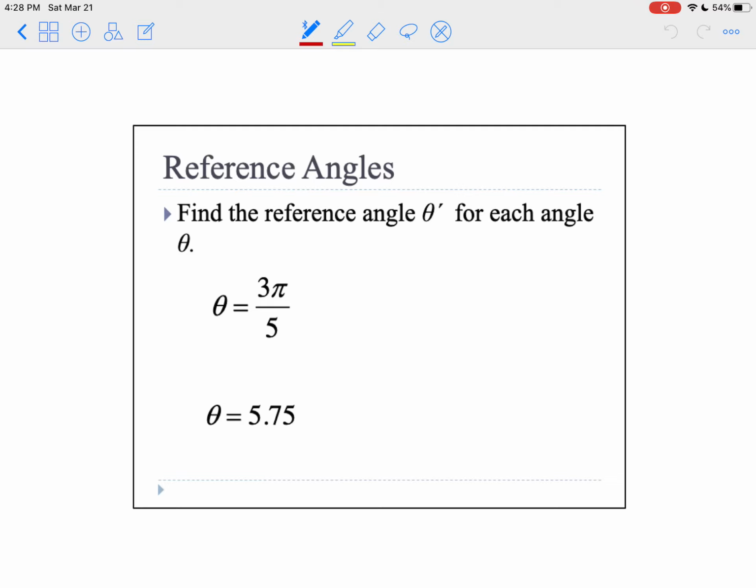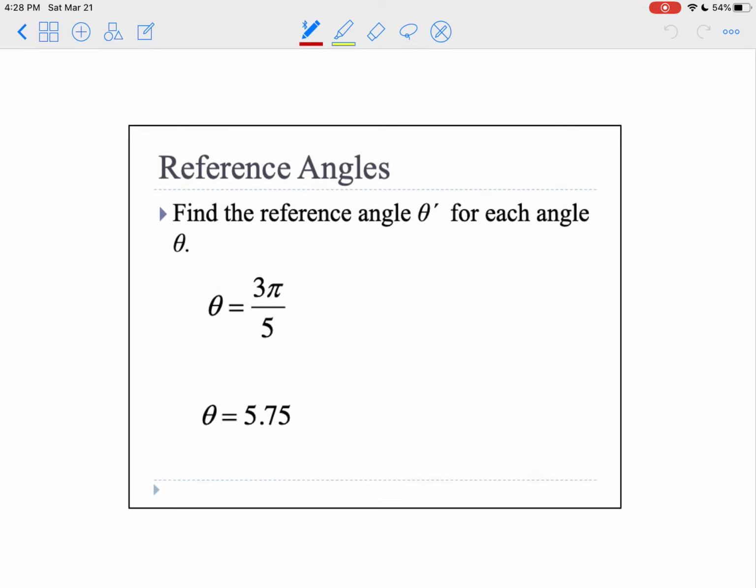Okay? And 3 divided by 5 is bigger than 1/2. And so I'm in the second quadrant. And so I would take pi and I would subtract the angle from it. And pi I'm going to write as 5 pi over 5. And so this is really the reference angle, 2 pi over 5. This is the angle I would reference.